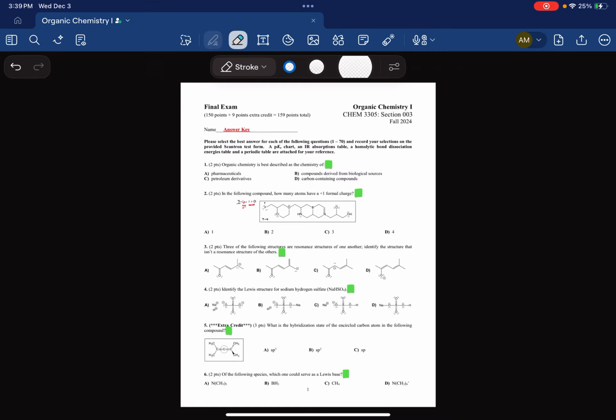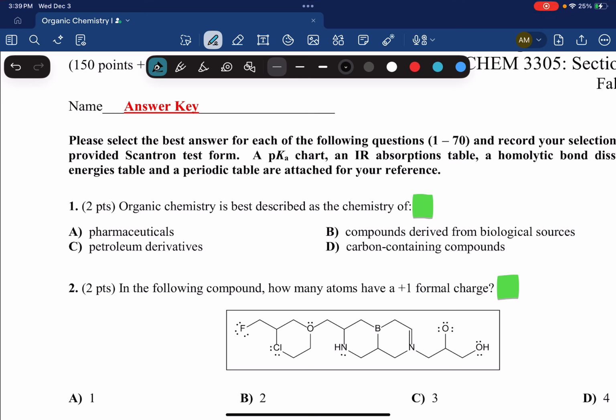Okay, so organic chemistry is best described as the chemistry of blank. So when you think organic chemistry, this would underline. There we go. You should be thinking of carbon. Now my pen's glitching. There we go. Carbon. Everything in organic chemistry leads back to carbon, right? Carbon chains, carbon substituents, carbocations, everything we do with carbon, right?